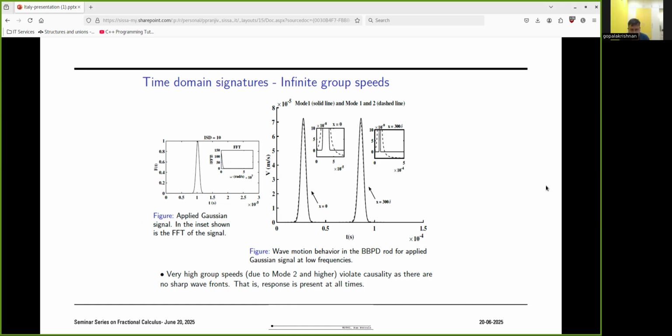So this is about the infinite speeds. Essentially, what happens at that infinite speed if you take a Gaussian signal and plot very near the region. And at very high speeds, also violate causality as there are no sharp wavefronts. That is, the response is present at all times, which is not possible.